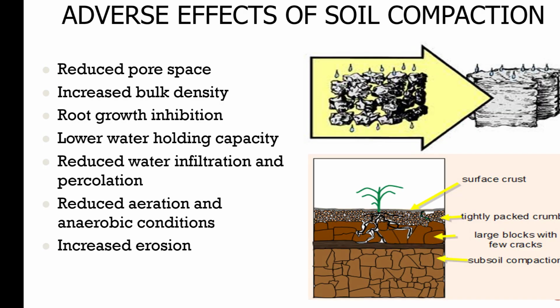So soil compaction reduces pore space. It increases bulk density, which we'll do in a lab in a couple of weeks. It'll cause root growth inhibition. There's going to be a low water holding capacity because the water is not actually going to be able to get into the soil. Reduced water infiltration and percolation. Reduced aeration and anaerobic conditions, which of course is not good for your roots. And increased erosion. It's almost like when the water hits the topsoil, it just rolls right off.